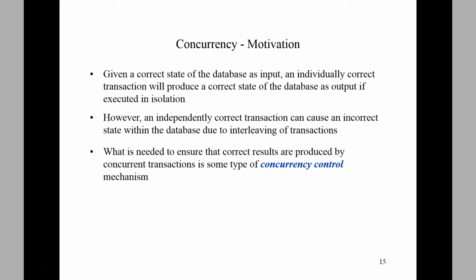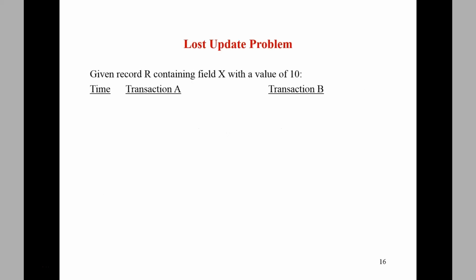So what we need is some way to ensure that the correct results are produced by concurrently executing transactions. And what we need then is some form of concurrency control. We note that a transaction is also then a unit of concurrency. So we said a transaction is a unit of work, it's a unit of recovery, and it's also a unit of concurrency. Let's briefly examine those three problems that we described that contribute to the notion of interference between transactions.